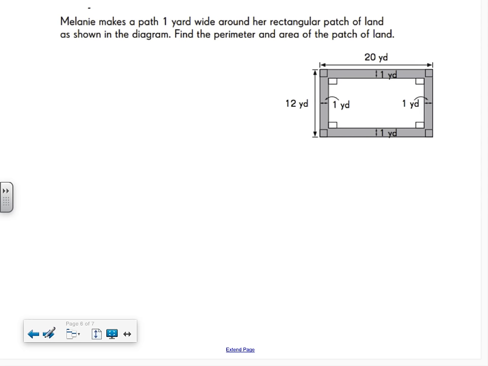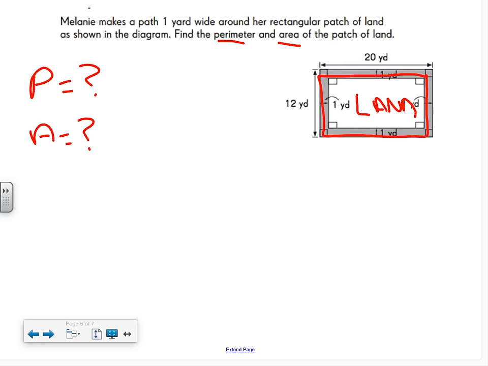Melanie makes a path 1 yard wide around her rectangular patch of land. So this must be her land, and then this is her path that goes around her land. Find the perimeter and area. I'm just going to write this because I don't want to forget. I'm trying to find both.